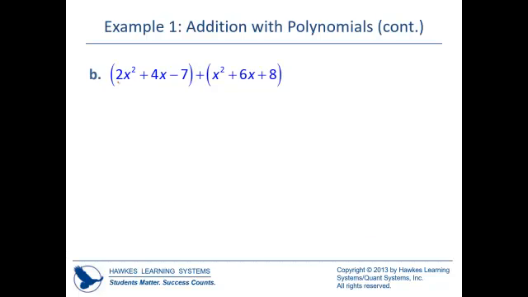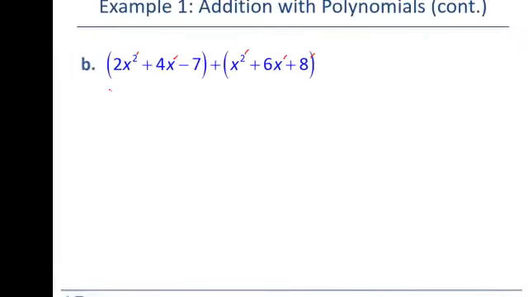So now let's take a look at this one. We got 2x squared plus 4x minus 7 plus x squared plus 6x plus 8. And so looking at the exponents, I got 2, I got 1, I got none, I got 2, I got 1, and I got none. And so the highest exponential value here is 2x squared and x squared. And so I will combine those 2 together.